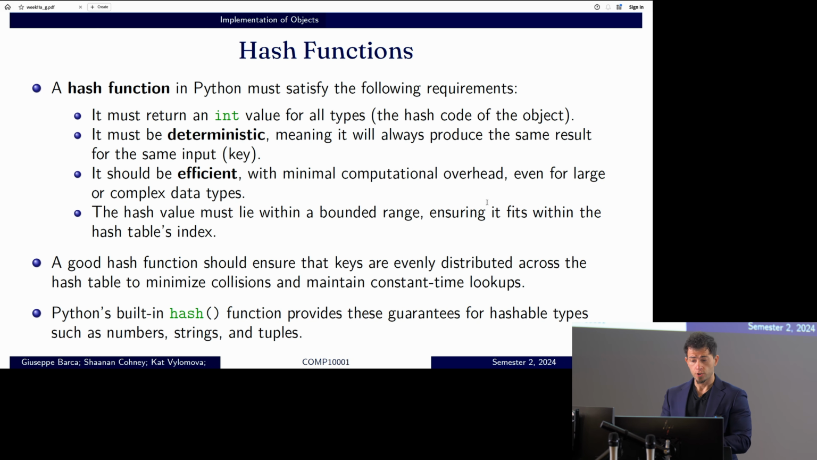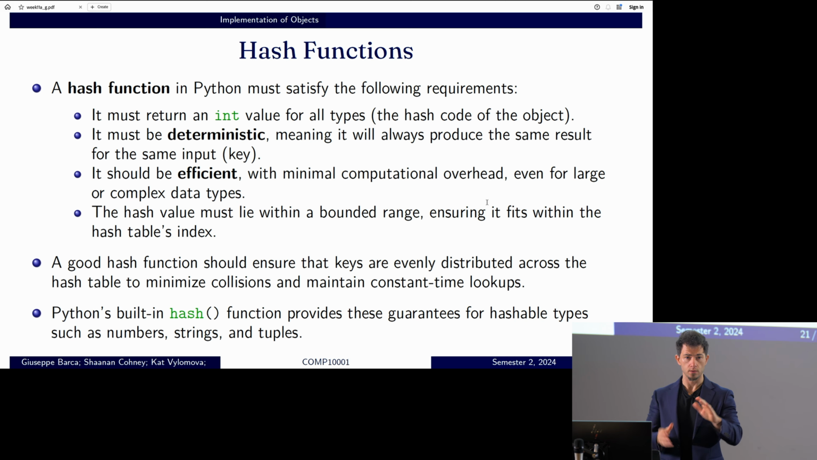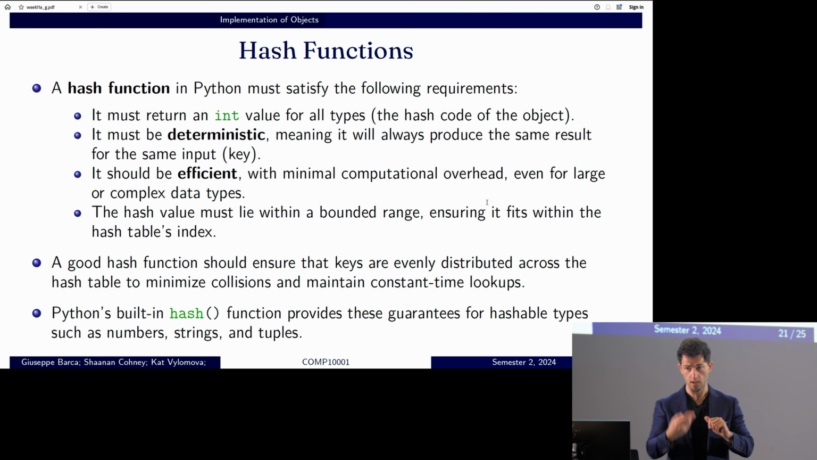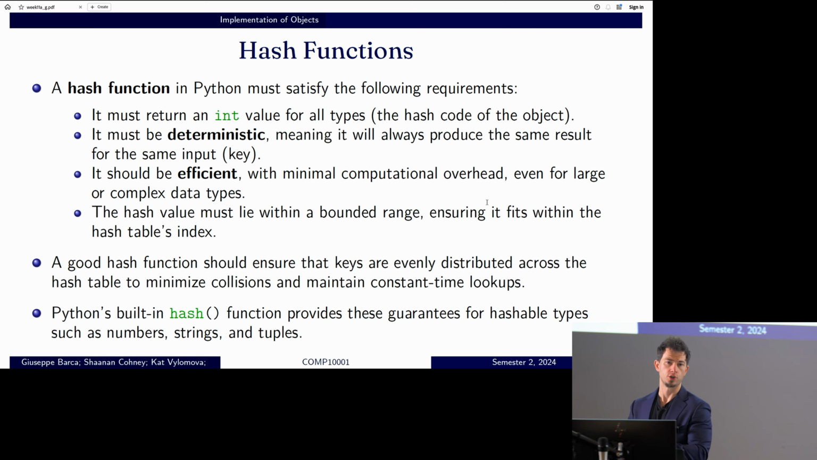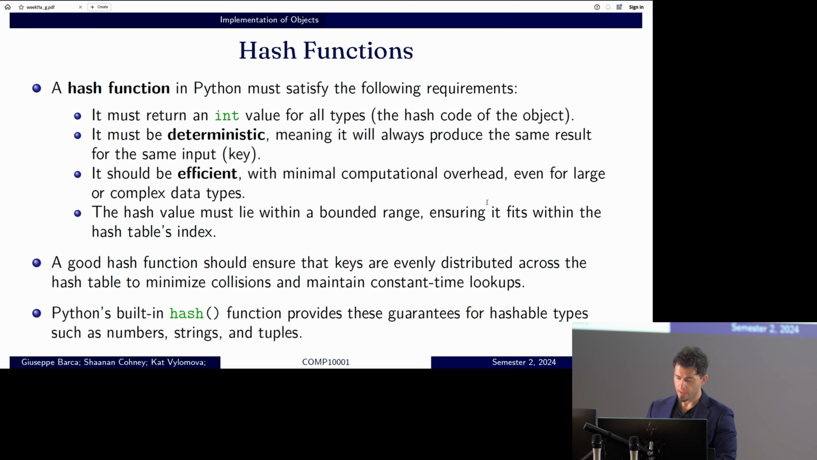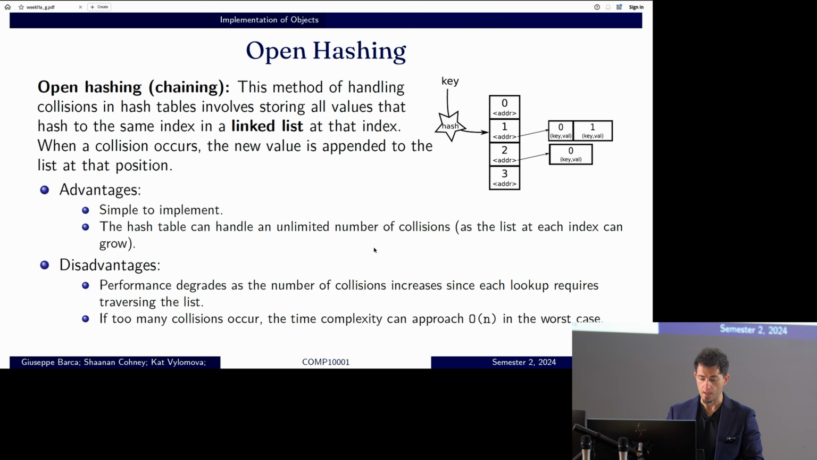Furthermore, a good hash function should ensure that the keys are evenly distributed in the memory, in the hash table, because that minimizes the chances of collisions. And Python has this built-in hash function that you can play with, that has all these guarantees for all immutable data types.